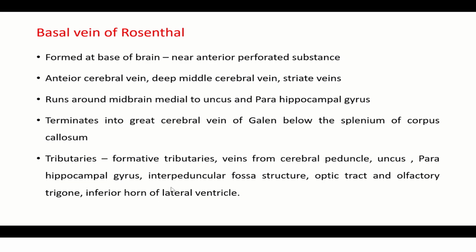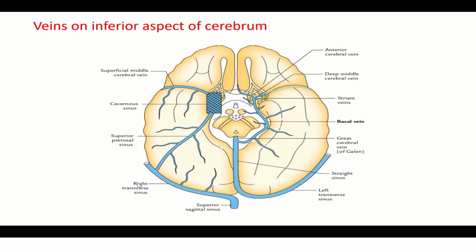So if you see, the interpeduncular fossa structures, optic tract, and olfactory trigone are all near the anterior perforated substance where the basal vein is being formed. You can see this is the formation of the basal vein. You can see this is the course of the basal vein, and here you can see this is the termination of the basal vein into the great cerebral vein of Galen.